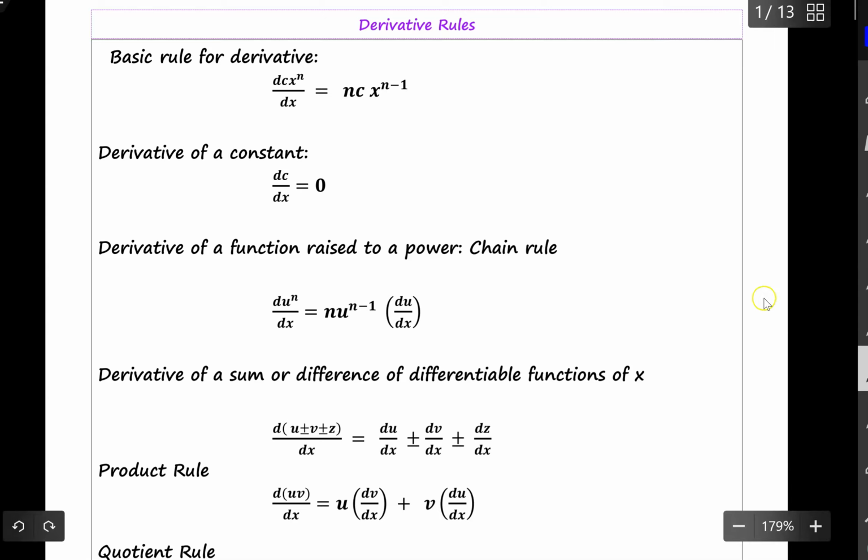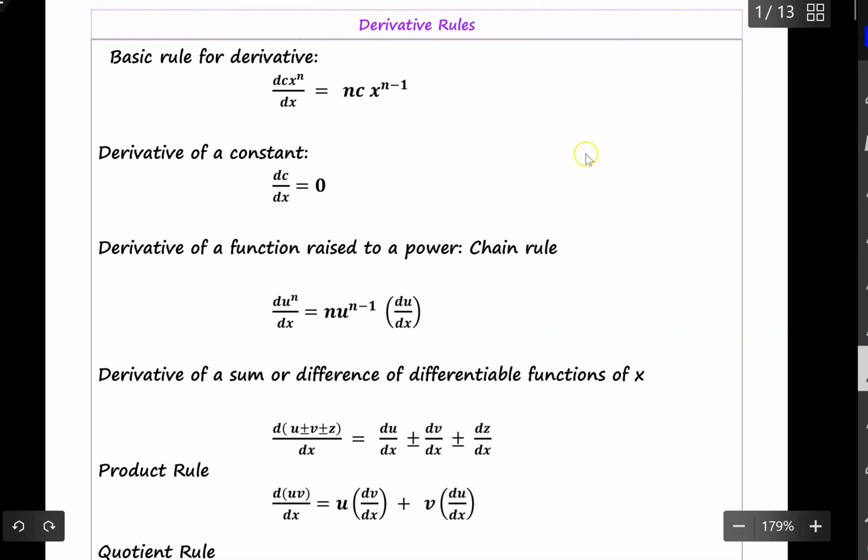I would like to approach this topic in a simplified way by stating all the formulas to figure out the derivative of our functions, and then we will see what type of function we are dealing with, and then we will apply the correct formulas for that particular function.